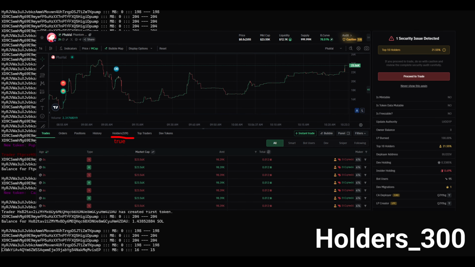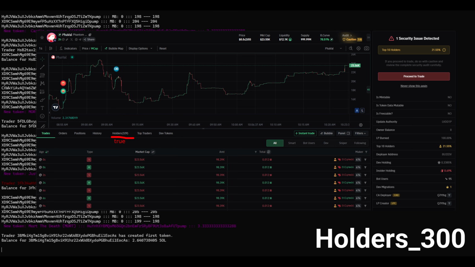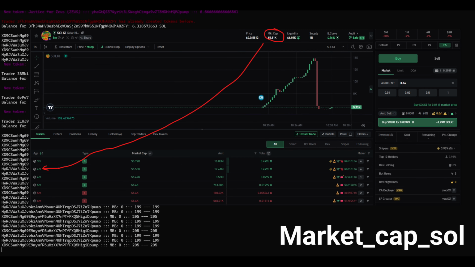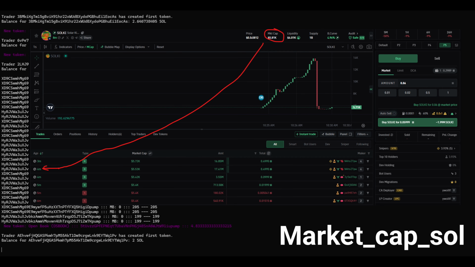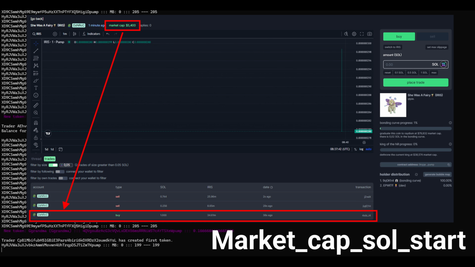Holders_300, used for analyzing tokens with more than 300 holders. Market_cap_sol, market cap from the previous transaction, in Solana. Market_cap_sol_start, initial market cap, excluding bundles.